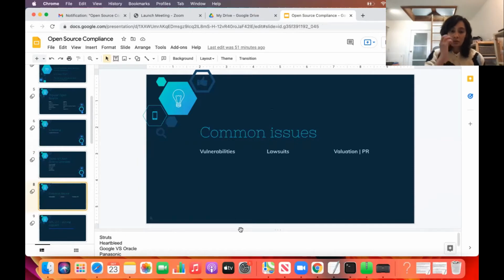Okay, so with open source software, while it's awesome, it's great, right? Open source is everywhere. Everyone's consuming it. It's awesome. I work on open source projects too. I love it, right? But what are the common issues that you see when you use open source software?